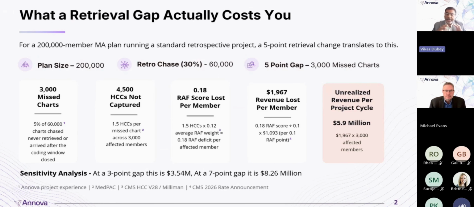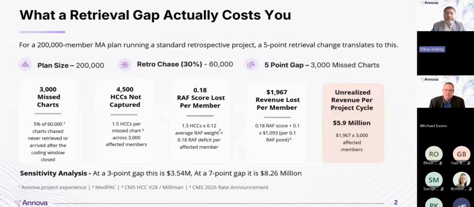First of all, let's set the context. Let's take a hypothetical 200,000 MA plan. And let's say they decide to go for a 30% chase, which gives us 60,000 charts. Now, even a 5 percentage point gap in the 60,000 charts, let's say you come down from 75 to 70 or from 85 to 80, that leaves you with 3,000 charts.